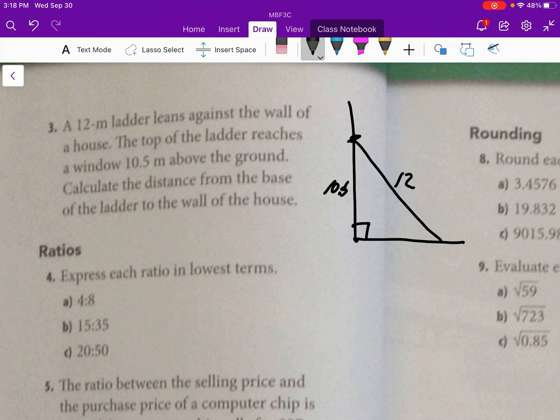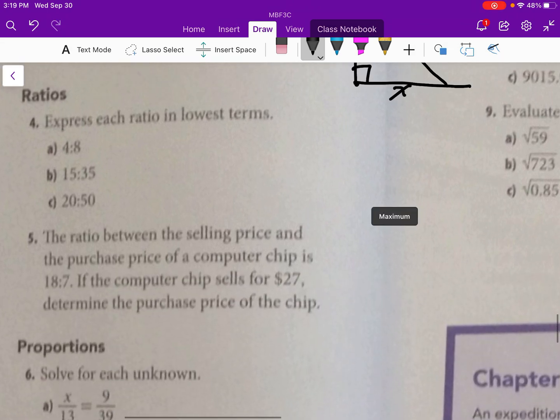Calculate the distance from the base of the ladder to the wall. So again, you're calculating that one there. And what I'd like you to do is maybe work on that one on your own to try to set it up correctly. Okay. We'll take a look at doing the ratios.